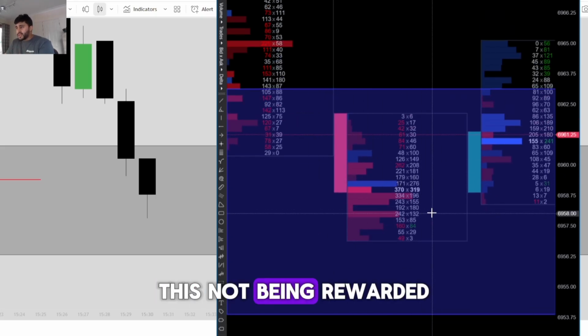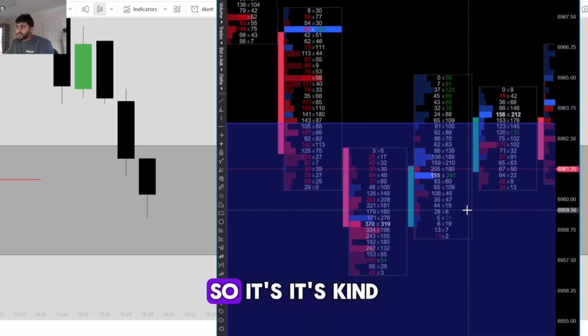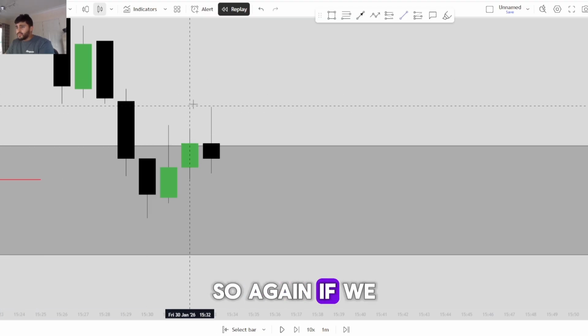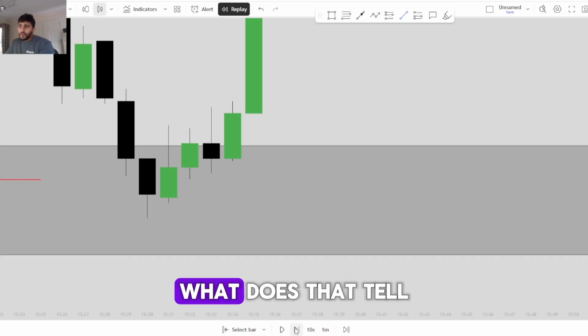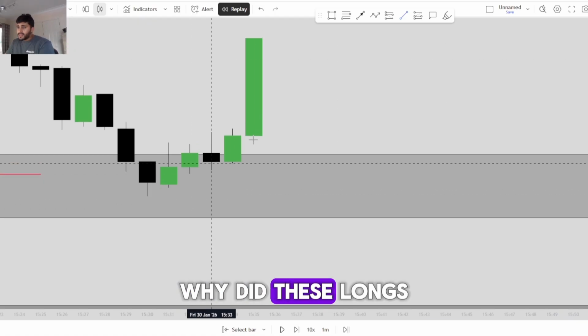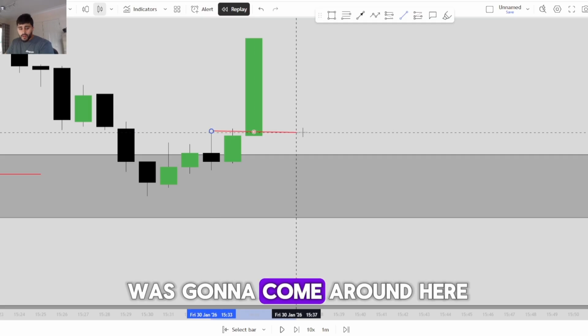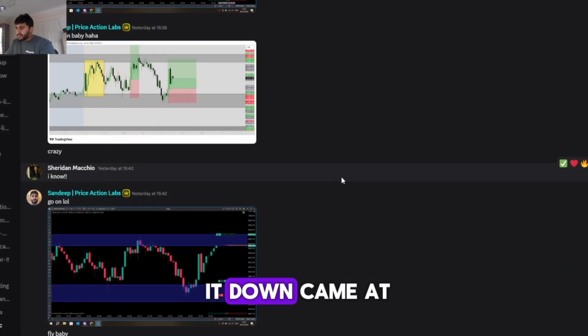Now, this not being rewarded concept is shown as we break above the level. So it's kind of like logic. It's very logical, this, right? So again, if we break above the level, despite having the aggressive sellers over here, what does that tell you, right? Why did these longs play out? So again, my execution was going to come around here.